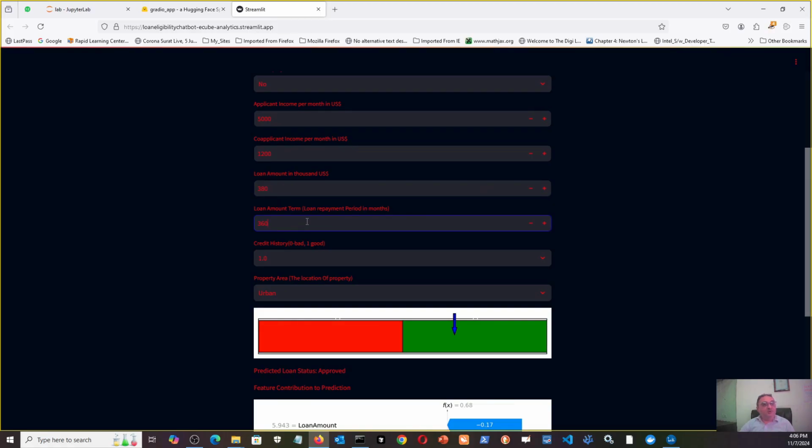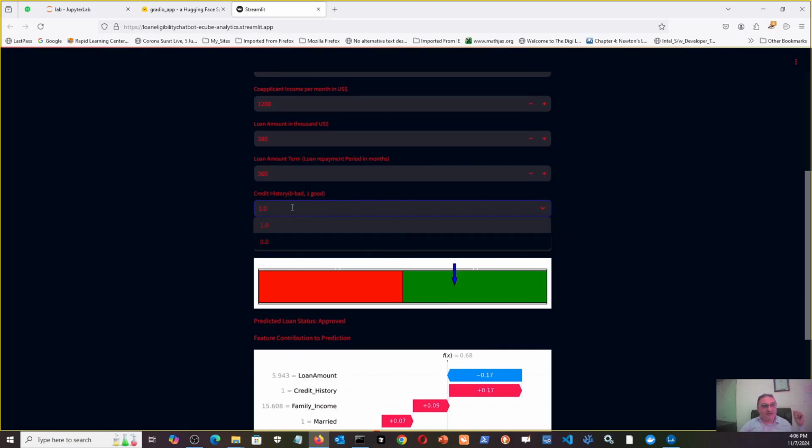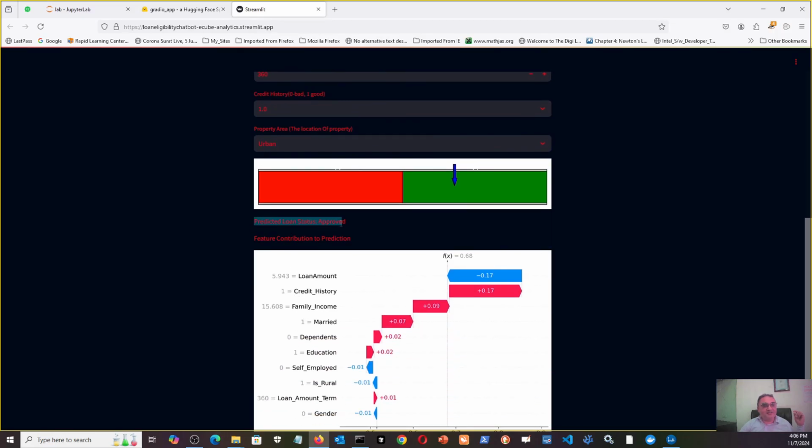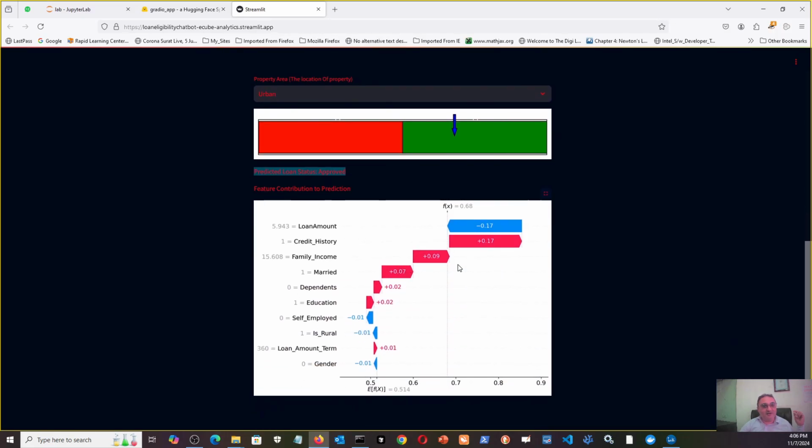And then loan amount term. That means how many months you will repay. 360 months. That is 30 years. And credit history is good or bad. I am saying good. So you can see I am in the green region. My loan will be approved. Loan status is approved. Not only that, we can see what is working in my favor and what is going against me.